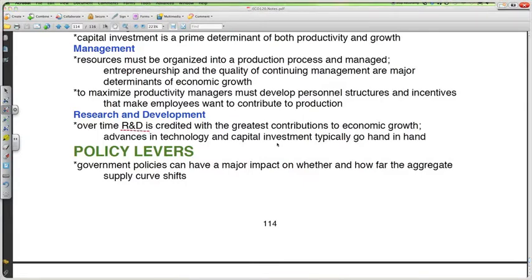Research and development is what gives us our changes in technology. Remember that advances in technology and capital investment typically go hand in hand. So if we have these advances in technology, these new businesses are going to buy that new technology. They're going to buy whatever capital is using and harnessing that new technology. And that leads us to the economic growth, which makes us better off.